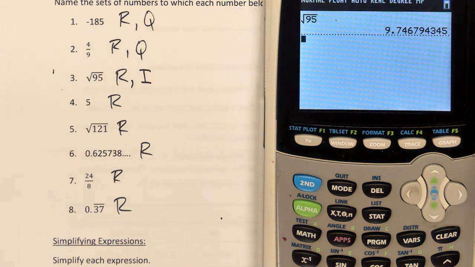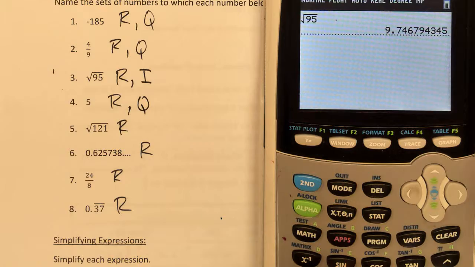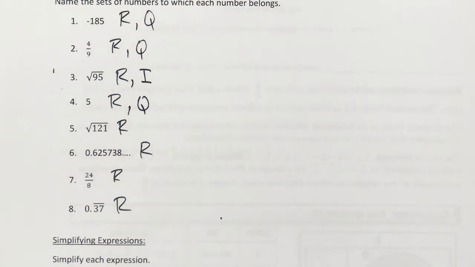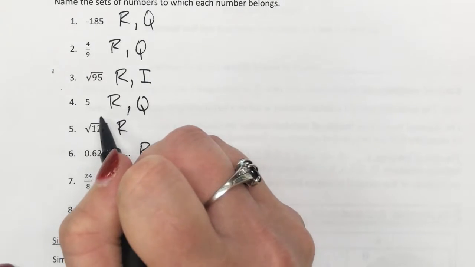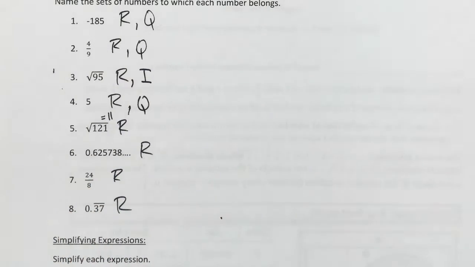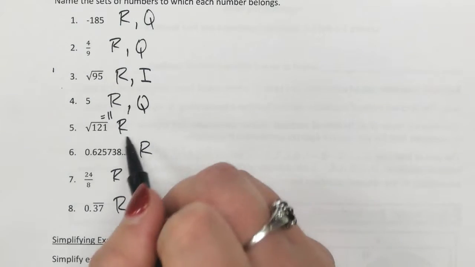All right, what about 5? The number 5 on number 4. That's rational. That's a rational number, right? He's okay. All right, what about number 5, square root of 121? How much is square root of 121? It's 11, right? It reduces to 11. Is 11 a rational number? Yeah.